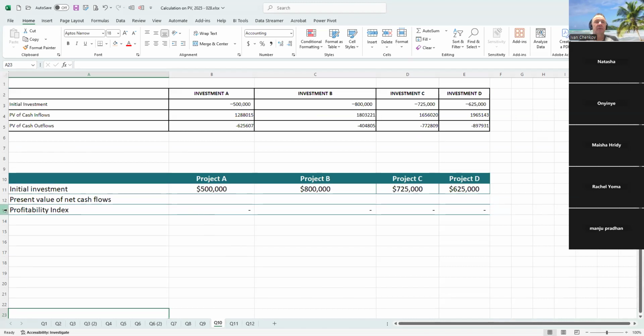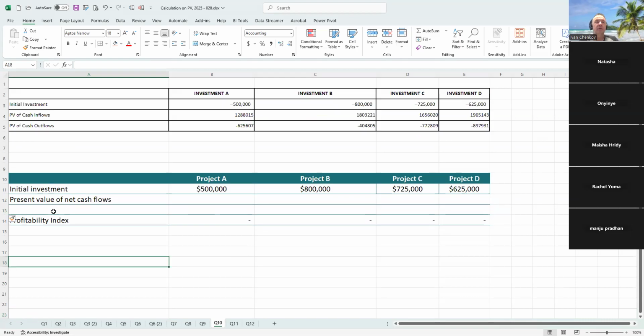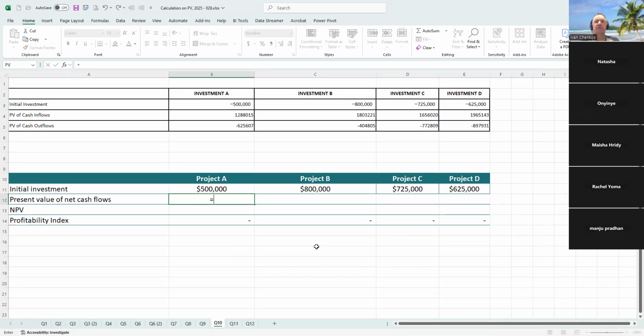So let's add a new column here and go with the net present value. The first project gives you a $500,000 investment. Second project, $800,000 investment. Third one, 725. Last one, 625. What's the present value of the net cash flows on the first one? It's going to be the present value of the cash inflow minus the outflow. Make sense?